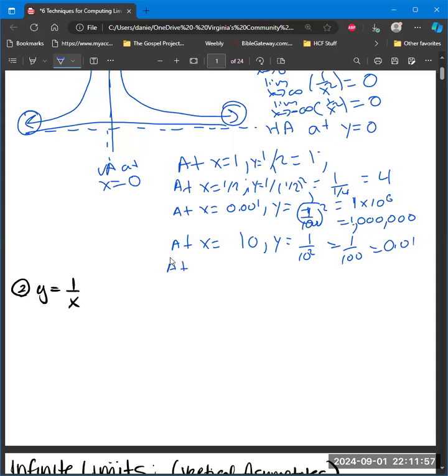At x equals a million, y equals 1 over 1 million squared, which is 1 times 10 to the negative 12th.